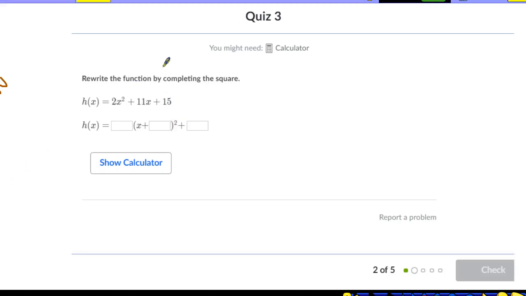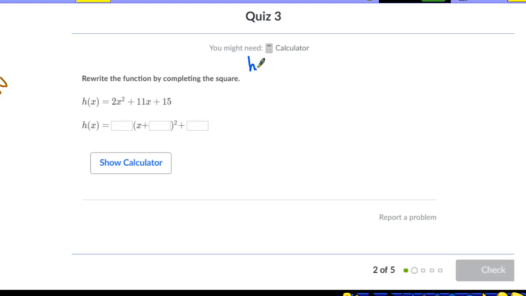Okay, this is Khan Academy Quadratics Quiz 3, and this is a more complicated example of how to solve a problem by completing the square. The good news is we don't have to completely solve. All we've got to do is rearrange this so that it fits this. So here's how you do it.